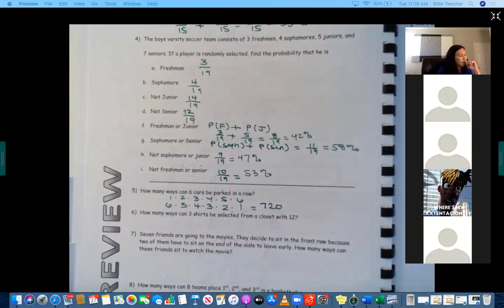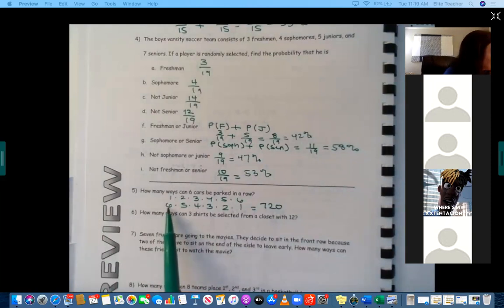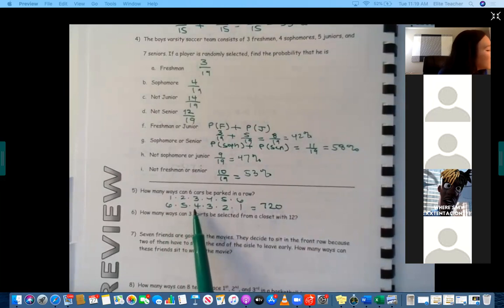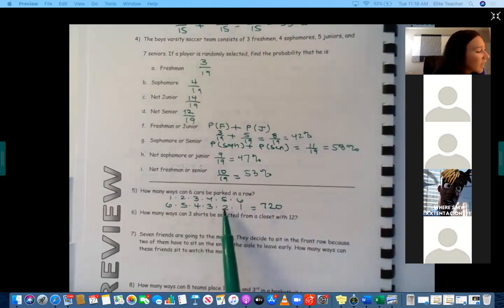How did you do that in your brain? Well, check your calculator. It doesn't mean it's right. 6 times 5 is 30. 30 times 4, I just did 3 times 4, which is 12, and added the 0. So that's 120. And then I did the same thing. 12 times 3 is 36, and then I added the 0, so 360. And then 36, I just keep taking away the 0. Then 36 times 2 is 72, and then I add the 0 again. So there are 720 ways to park 6 cars.